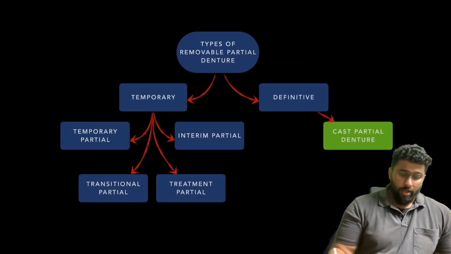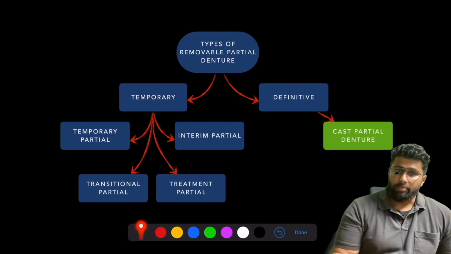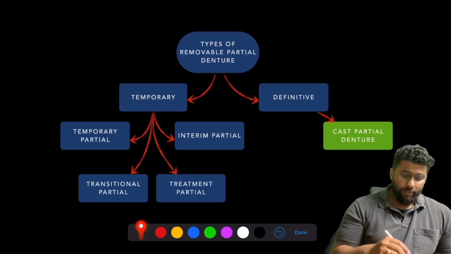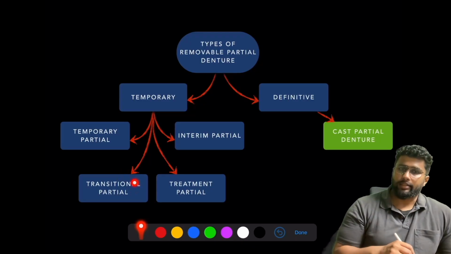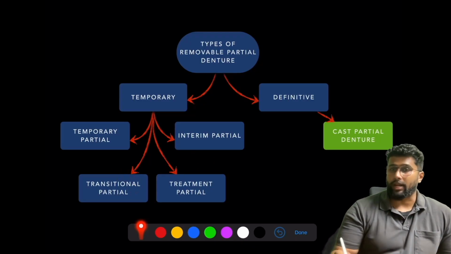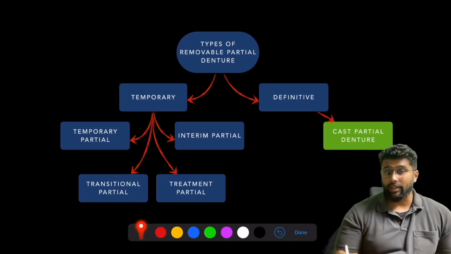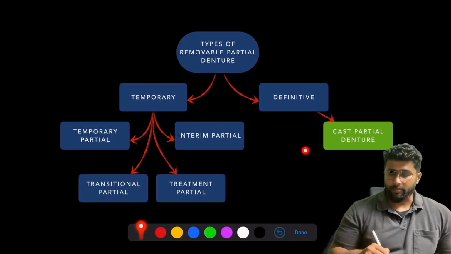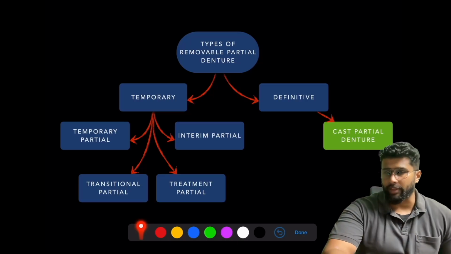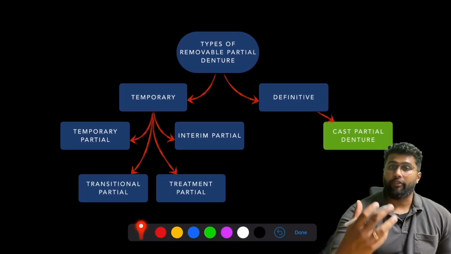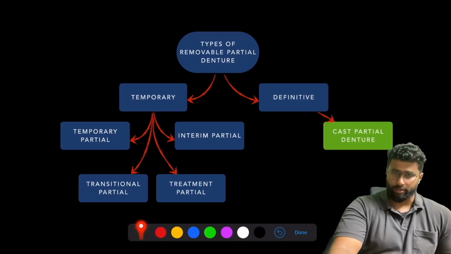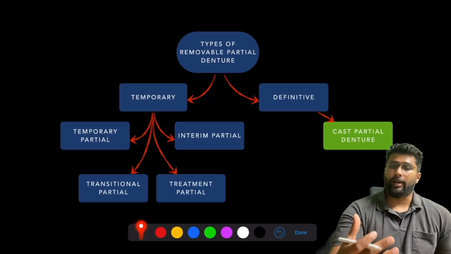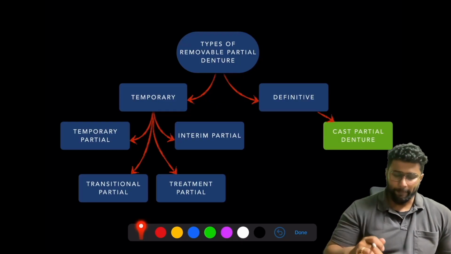Now, like I said, there are multiple types of removable partial dentures. The temporary ones would include a temporary partial, an interim partial, a transitional partial denture, and of course, a treatment partial denture. Whereas the definitive form of treatment is a cast partial denture. So, what you saw in the previous slide was a framework of the cast partial denture. It is a midway step, it is not the completed prosthesis, obviously. It is the metal framework of a cast partial denture.